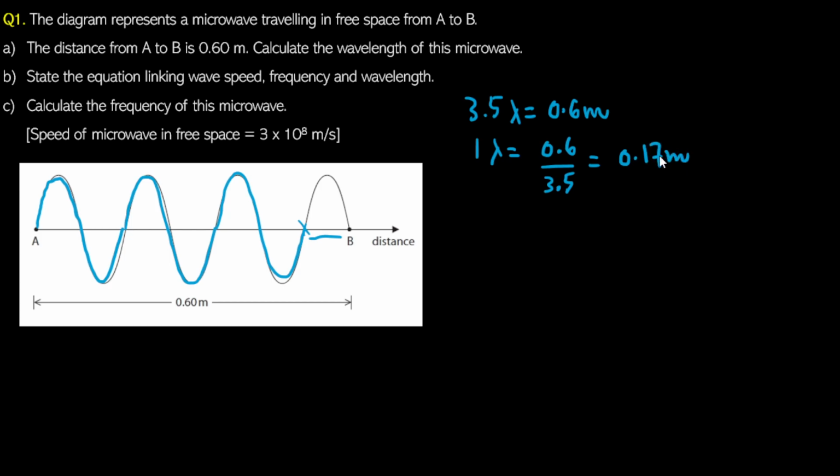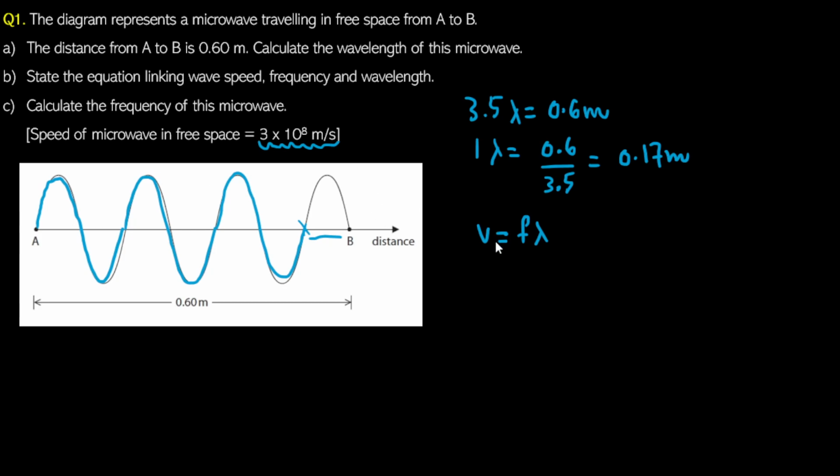The second question: state the equation linking wave speed, frequency, and wavelength. It is simply v = fλ. Now part C, calculate the frequency of the microwave. The speed of a microwave, or any wave in free space, is 3 × 10^8 meters per second. Even if this information is not given to you, you should know it.